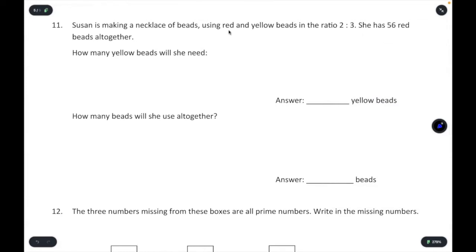So here we're told that she's using red and yellow. So we've got red first, yellow second mentioned here. That means this 2 is referring to the red, which was mentioned first. This yellow is the 3, which means when we have the ratio of 2:3, for every 2 reds, there are 3 yellows. So if we look at it from a ratio standpoint, the ratio of reds to yellows is 2:3.